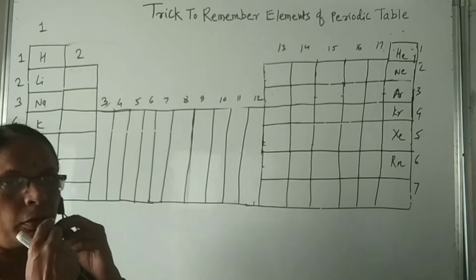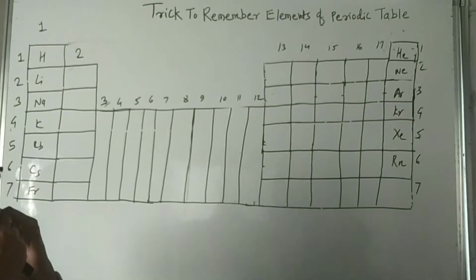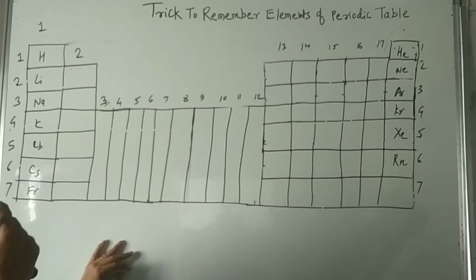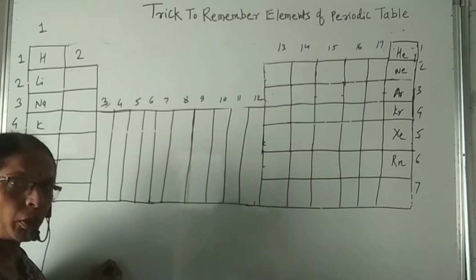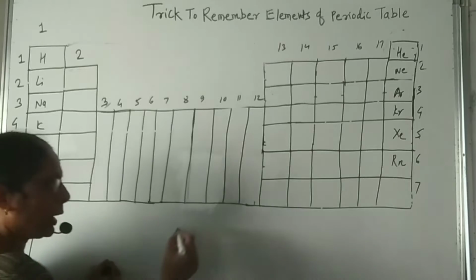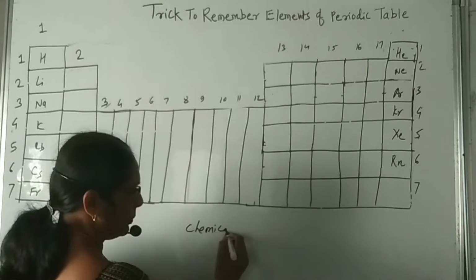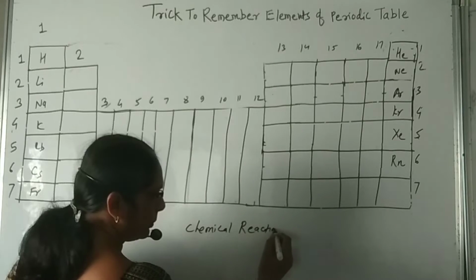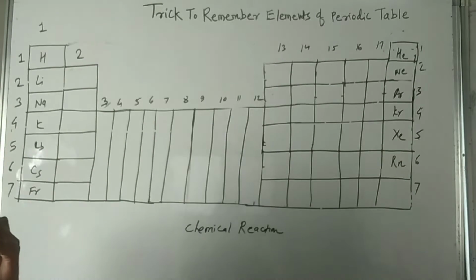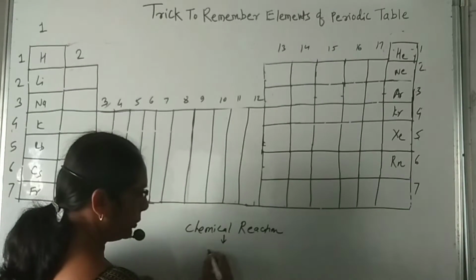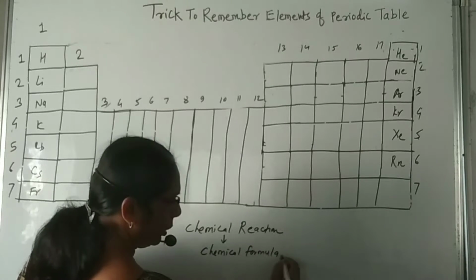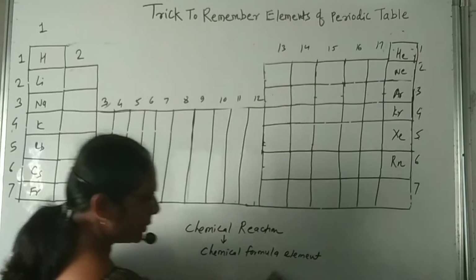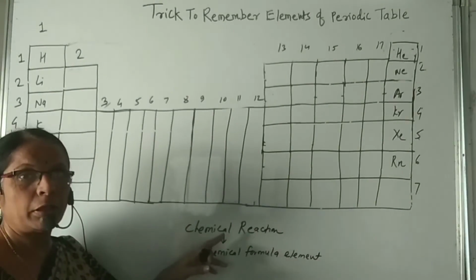Hello students. Today we are discussing the tricks to remember elements of the periodic table. We know that a very important thing in chemistry is to write chemical reactions. To write a chemical reaction, we must know the chemical formula of the elements. If we know the chemical formula of the elements, then it is possible to write the chemical reaction.